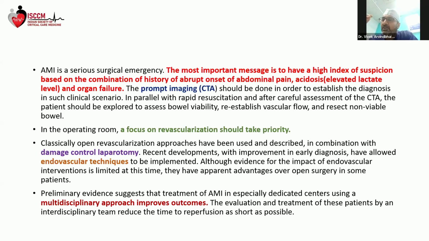We'll go through the causes, pathophysiology, and the management part one by one. In the operating room, the sole focus must be on revascularization as a priority. Classically, open revascularization approaches have been used and described in combination with damage control laparotomy, and recent developments have brought endovascular techniques as well, especially in mesenteric venous and arterial thrombosis. Preliminary evidence suggests that treating acute mesenteric ischemia in dedicated centers using a multidisciplinary approach improves the outcome. Next slide.